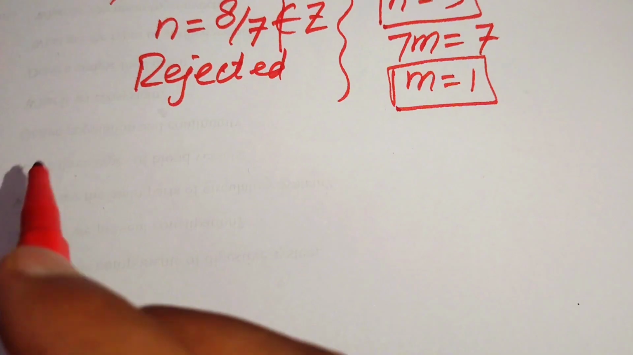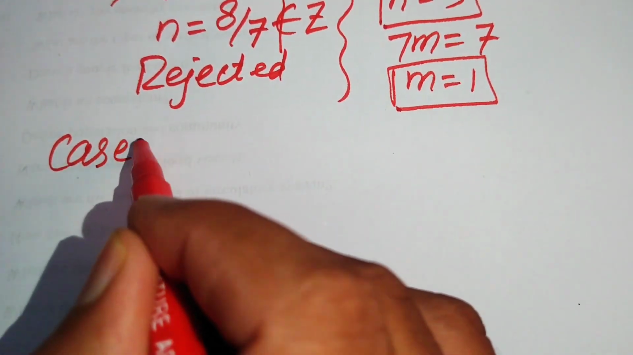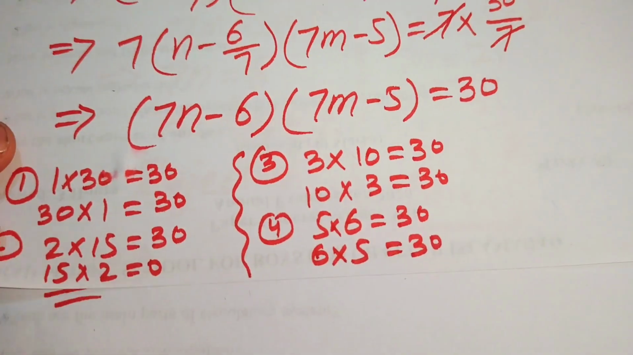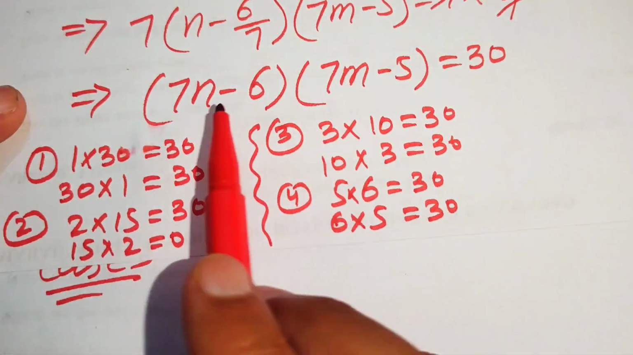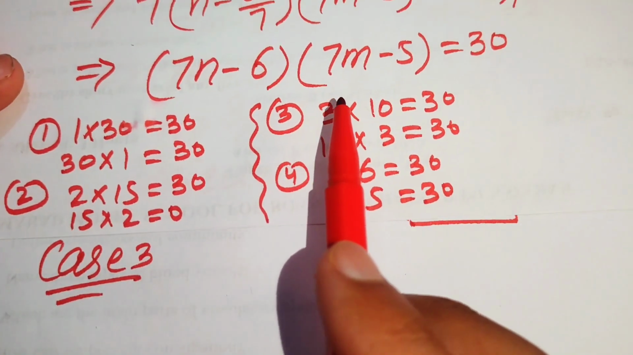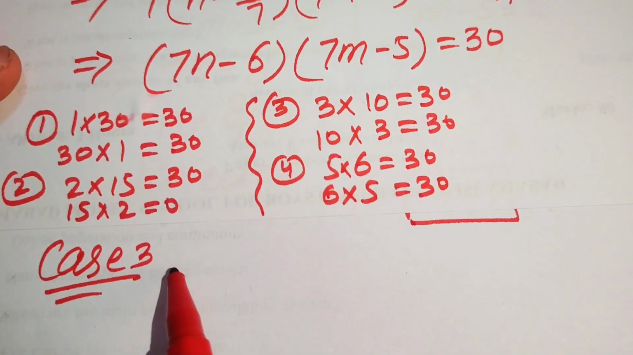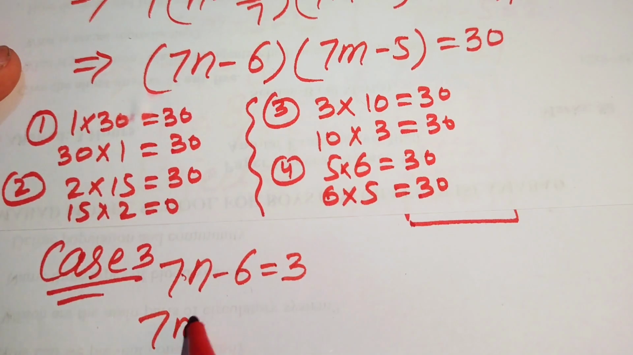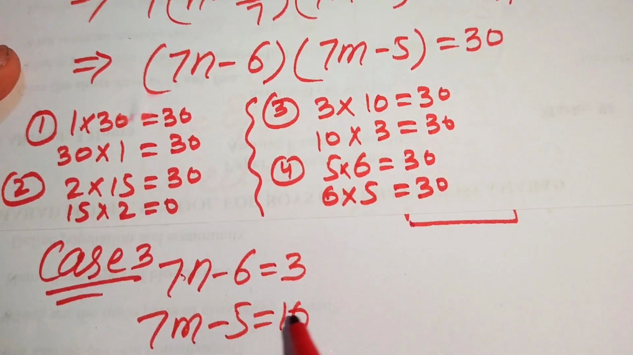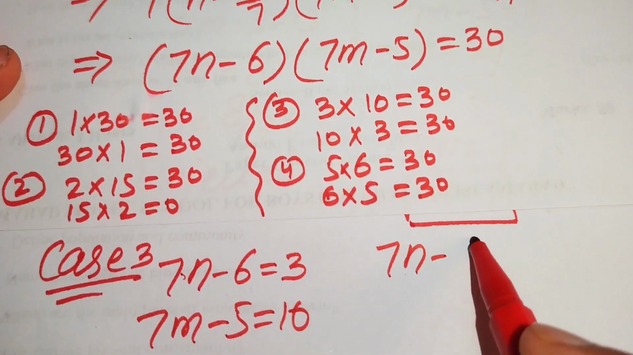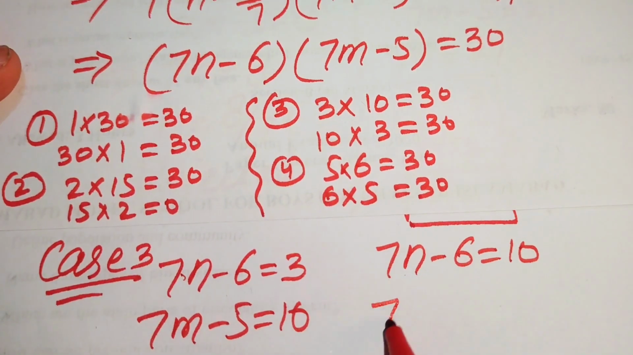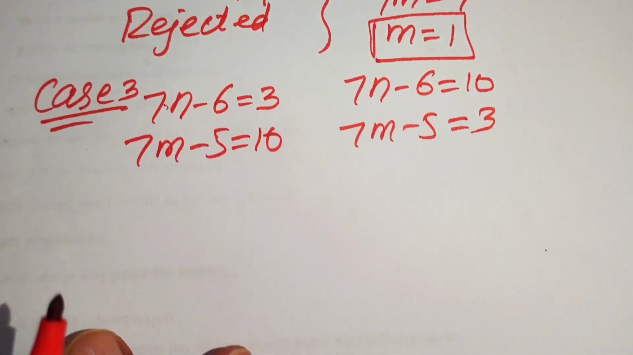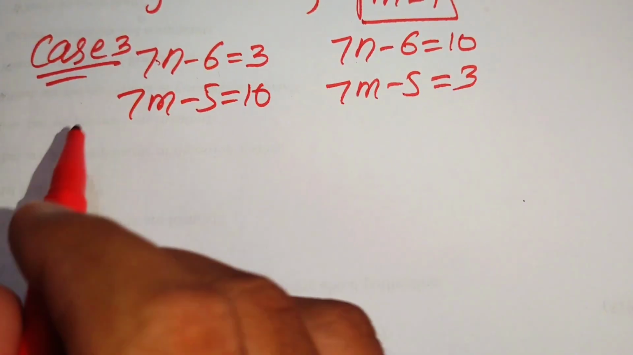Similarly, we move towards our case number 3, and in case number 3 we just compare the values of 3 and 10 in both of these numbers. When you compare these two values, it will be written as 7n minus 6 equals 3 and 7m minus 5 equals 10. Similarly, 7n minus 6 equals 10 and 7m minus 5 equals 3. Now we check these two cases and we get the values of m and n.